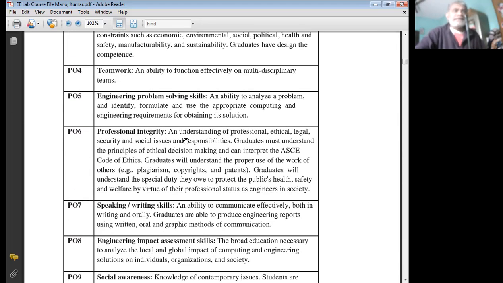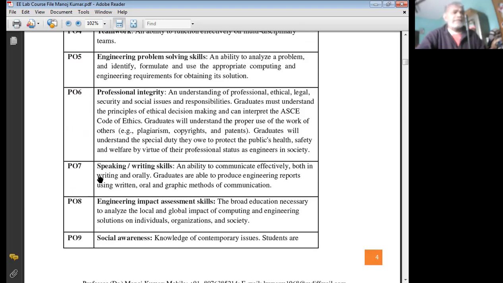PO6, professional integrity and understanding of the professional, ethical, legal, security and social issues and responsibilities. Graduates must understand the principles of ethical decision making and can interpret the code of ethics. Graduates will understand the proper use of the work of others, plagiarism, copyright and patents. Graduates will understand the special duty they owe to protect the public health, safety and welfare by virtue of their professional status as engineers in the society.